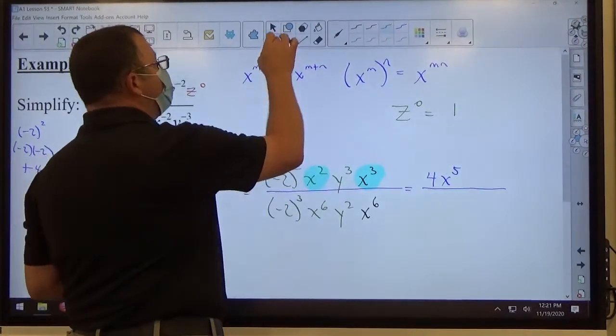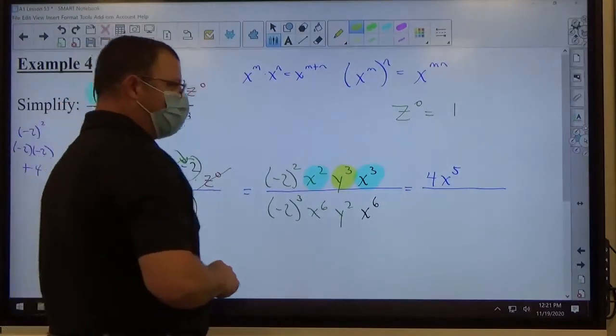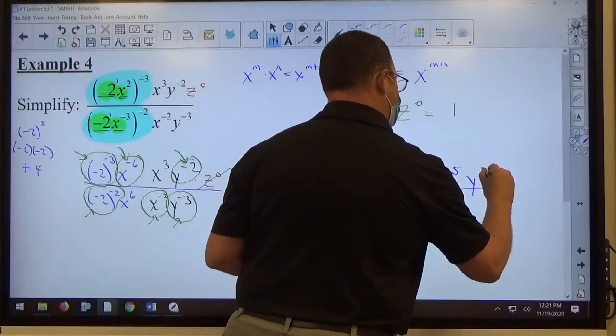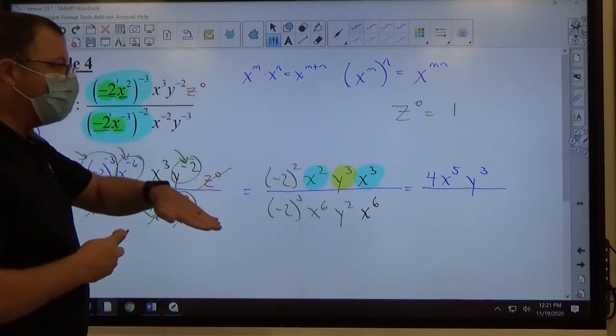And also on top, looking at the y's, I have only a single y object, y to the 3rd power, so nothing happens to it. If multiple things of the same thing happen, things change. If there's only one of each object, it is what it is. Same idea on the bottom.